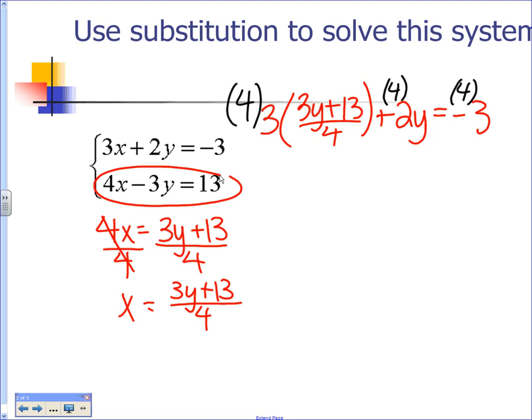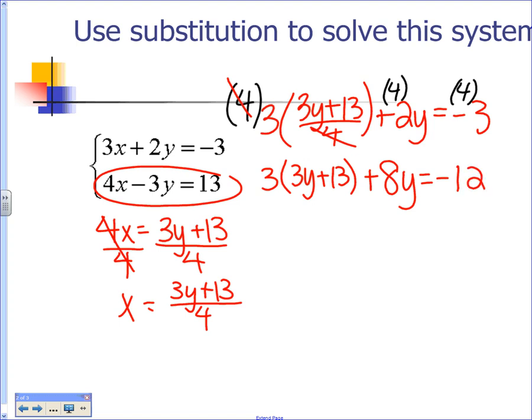What happens to this part right here? Those 4's cancel out, right? And we have 3 times 3y plus 13. Does that make sense? What happens to this one? And then negative 12. So did we get rid of our fractions? Now is it pretty straightforward? Any confusion on how to get here so far?